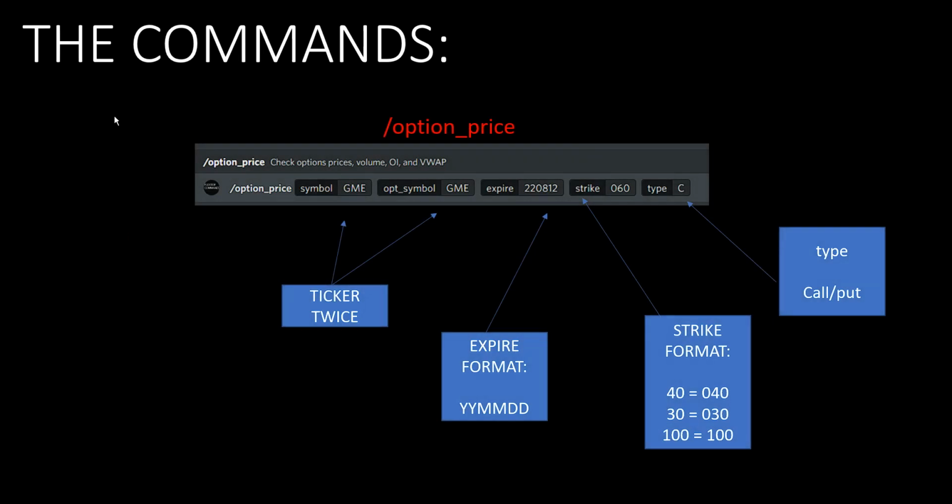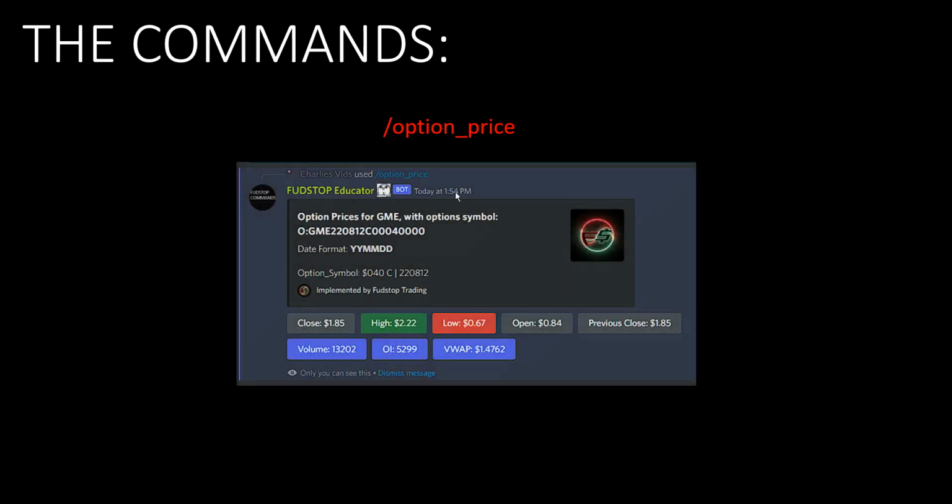Next, we have option price, and this is how you put the command in for slash. You have to put the symbol twice, and the expiration in year, month, day format with no dashes, so it would just be 220812 for the 12th expiry, for example. The strike price you have to do with 3 digits. So if you want a strike price of 20, it has to be 020, not just 20. You have to throw in that extra 0 at the beginning. Then once you've got all that in, push the command through, and this is your output. It's going to give you your closing, your high, your low, your open, your previous close, your volume, your open interest, and your VWAP price for this particular strike that you put in.